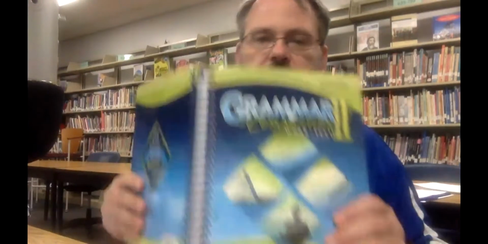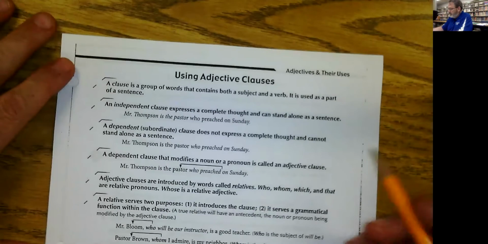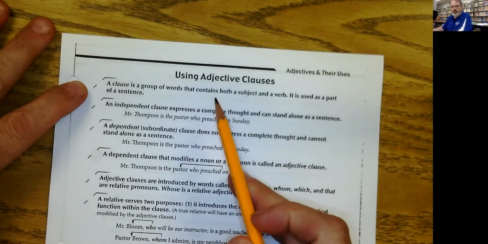Hey everyone, we are going to do an introduction to pages 177 and 179 in the Grammar and Composition 2 book. So please turn to page 177. We're talking about adjective clauses.